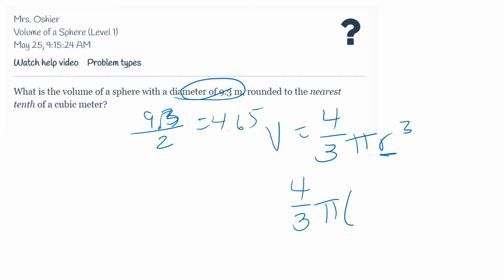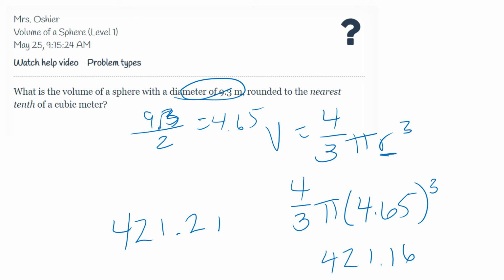4/3 pi r cubed. This entire thing goes into the calculator, which I'm doing now, and I get 421.16 and so on, nearest tenth, so 421.2 meters cubed. As a quick reminder, if it asks for the volume of a hemisphere, that is half of a sphere.